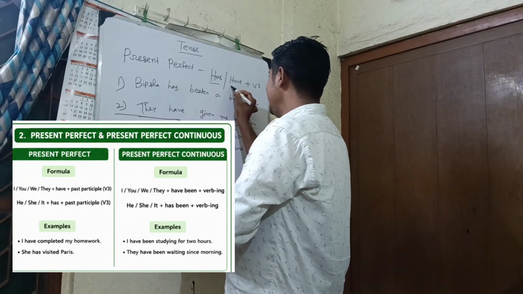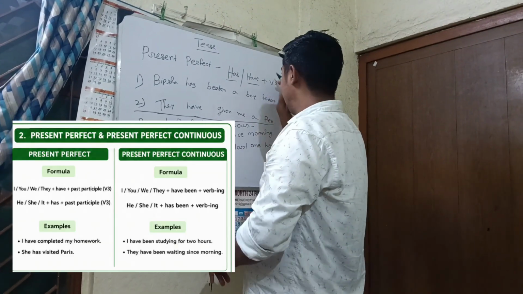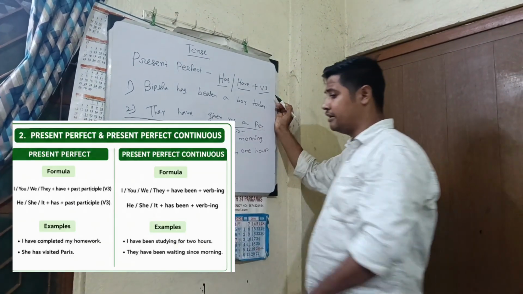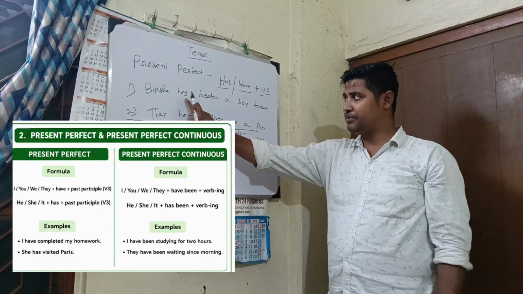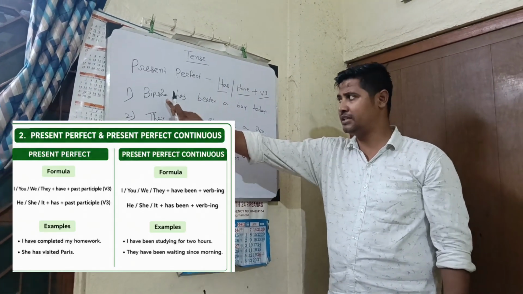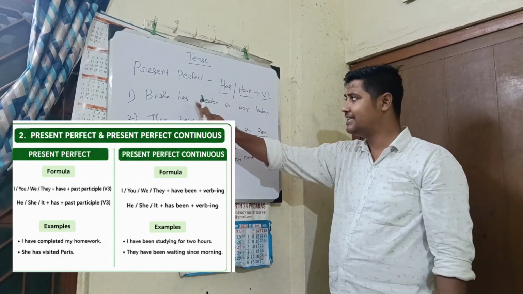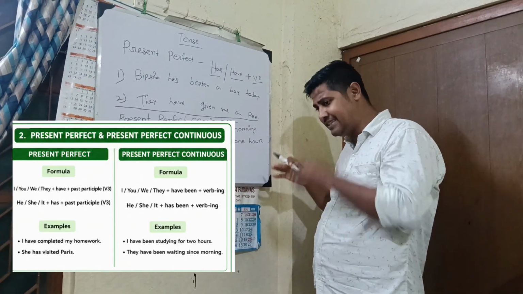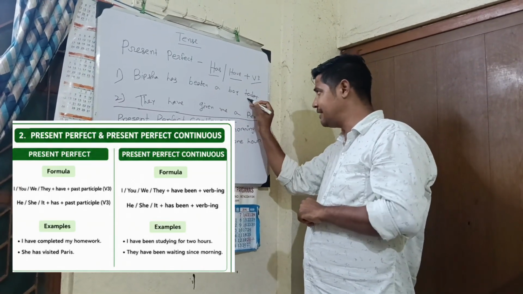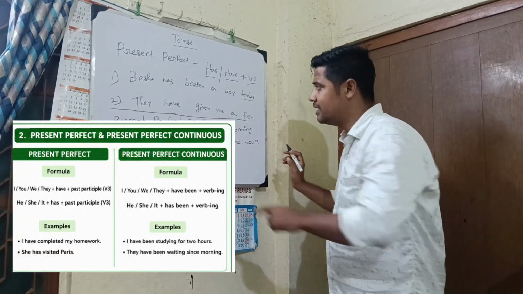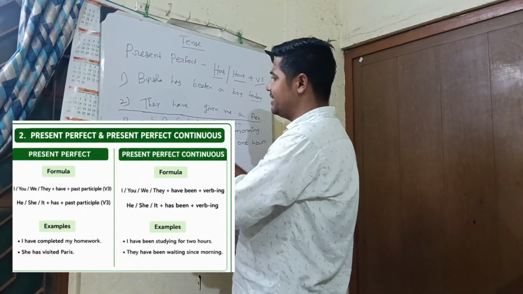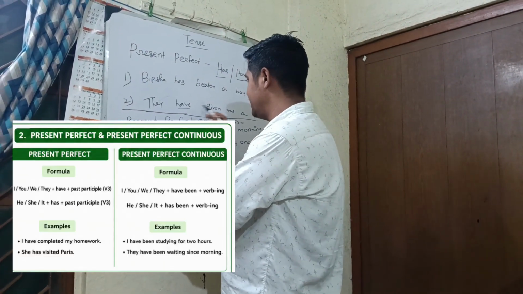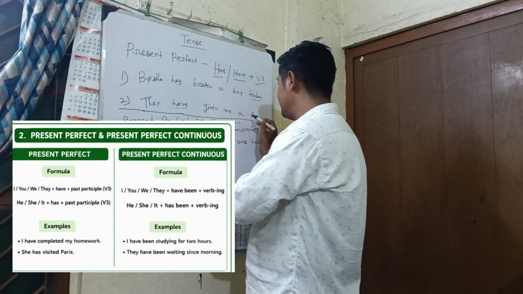Okay, so here the sentence, Bipsha has beaten a boy today. Has and have, and the third form of the verb. So as you can see, Bipsha is third person singular number, that's why it has taken has. Beaten a boy today, just because today is very much connected to present tense, that's why we have mentioned the time here. They have given me a pen. Here they is plural, that's why have, given third form of the verb, me a pen.